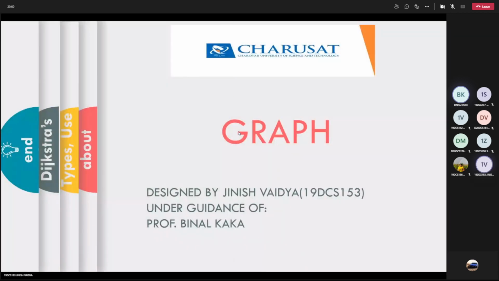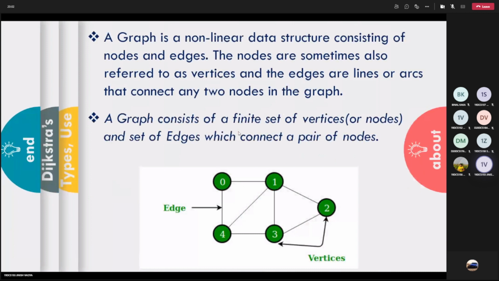A graph is a non-linear data structure consisting of nodes and edges. The nodes are sometimes also referred to as vertices, and the edges are lines that connect any two nodes in the graph. A graph consists of a finite set of vertices and a set of edges which connect pairs of nodes. Here the edges are 0-4, 0-1, 1-4, 4-3, 1-3, 1-2, and 3-2, and the vertices are 0, 1, 2, 3, 4.